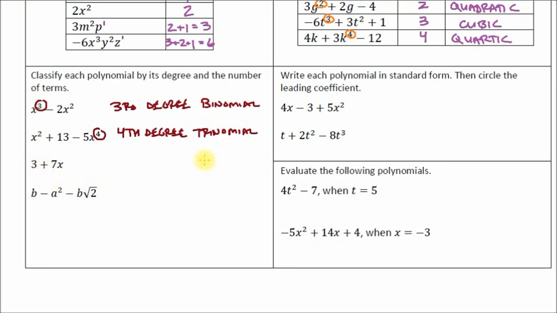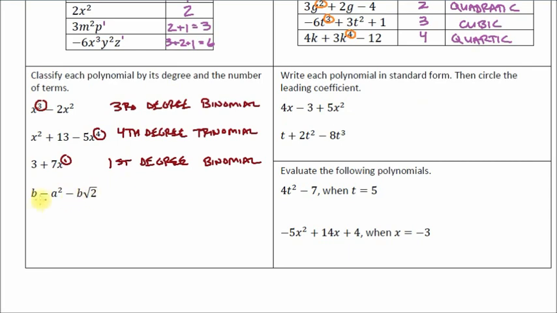All right, how about this one? Well, I know this is a binomial. It's got 2 terms. That part's pretty easy. And let's see, our highest exponent is actually 1, because the exponent of the x term is 1. So this is a 1st degree. And remember, we just talked about how that's linear. It's going to be graphed as a line.